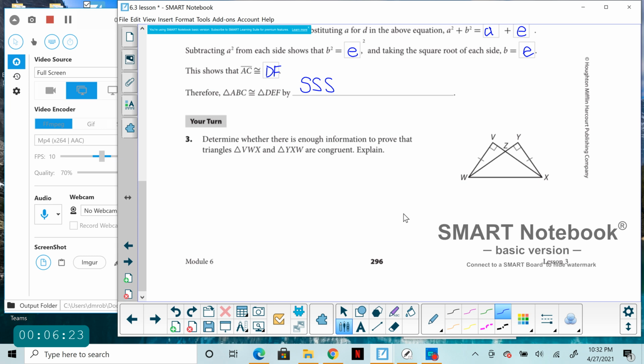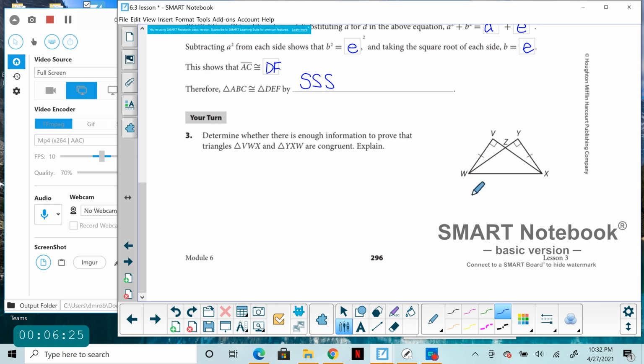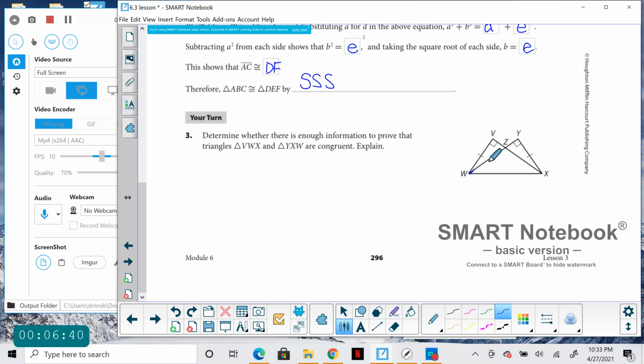All right, so here number 3. We want to determine whether there is enough information to prove that triangle VWX is congruent to triangle YXW. If we look at our triangle, we have WYX, this big triangle congruent to the other big triangle. And look, VW is congruent to YX, and we have our right angles, so we have right triangles.